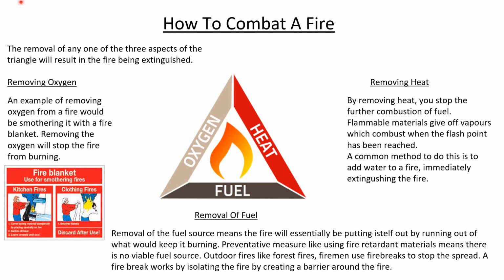In outdoor fires like forest fires or grass fires, firemen use a technique called fire breaks to stop the spread, and this works by isolating the fire already alight by creating a barrier around the fire. This barrier is created by a controlled burn. This controlled fire then stops the further spreading of a forest fire or grass fire.